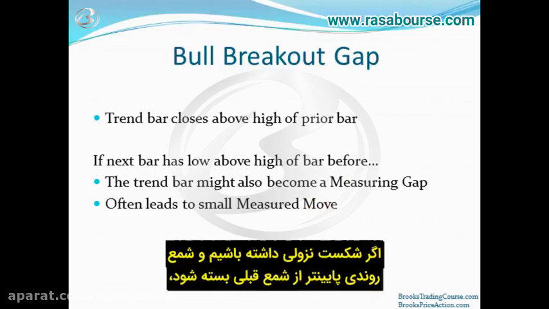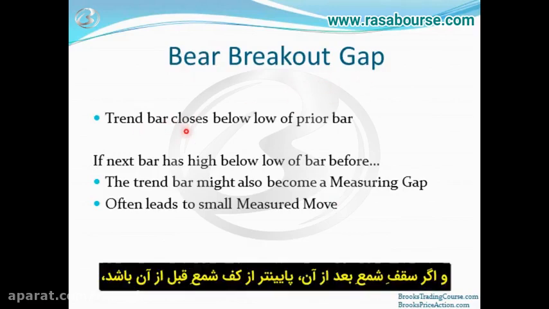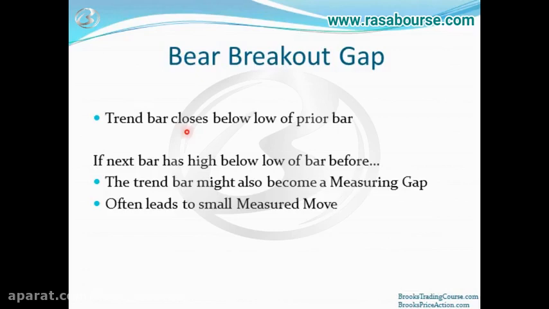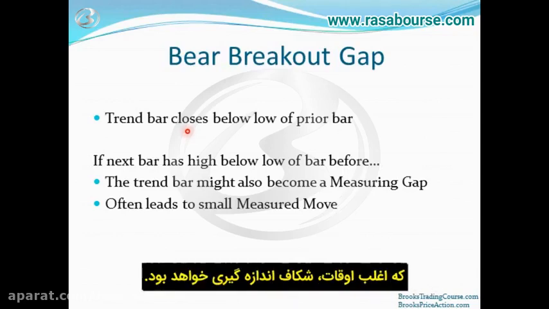If there's a new bear breakout and you have a bear trend bar that closes below the low of the prior bar, and then the bar following has a high that is also below the low of the bar before the bear breakout bar, that is a small gap, and it's a breakout gap, and it often becomes a small measuring gap.